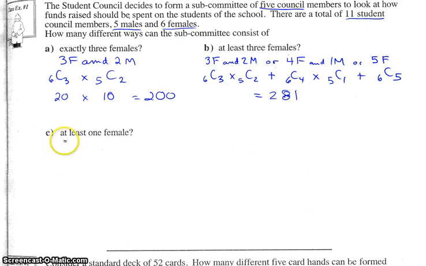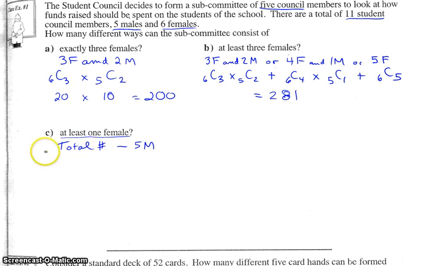So if we take the total number of committees and we subtract all the ways in which there isn't at least one female. So that would be no females, or we could write that as 5 males on the committee. That would be how many committees would have at least one female.